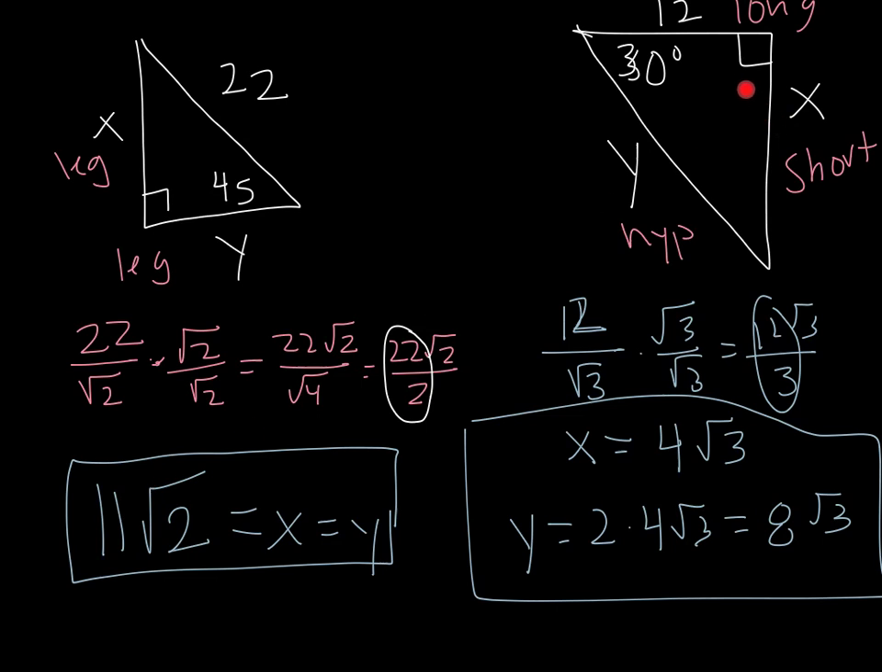Next one, it's a 30-60-90 triangle. So I label my sides. My short is across from my 30. My long is across from my 60. And my hypotenuse is across from my 90. So in order to find your short, it's your long divided by square root 3. Again, you need to rationalize. You get your short to be 4 square root 3. And then if you look at that special right triangle cheat sheet again, 2 times your short is equal to your hypotenuse. So that would be 8 square root 3.